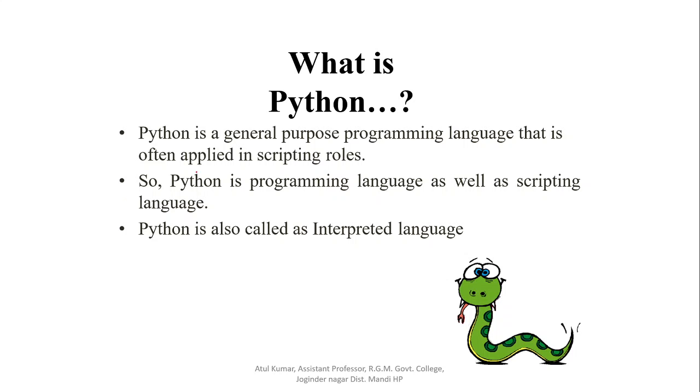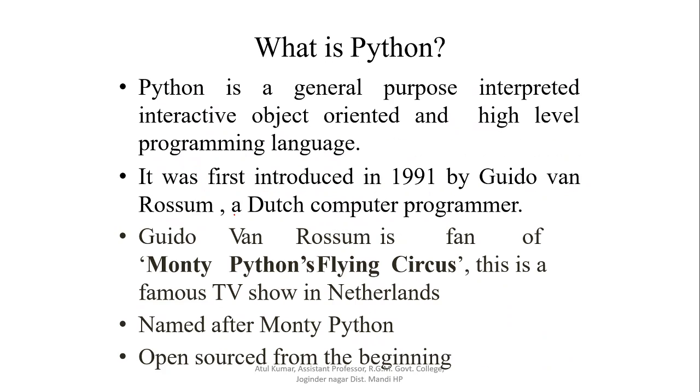So Python is a general purpose programming language that is applied often in a scripting role. So Python is a programming language as well as a scripting language. It is also called an interpreted language. So it is basically a general purpose interpreted, interactive, object oriented, and high level programming language. It was first introduced in 1991 by Guido van Rossum, a Dutch computer programmer.